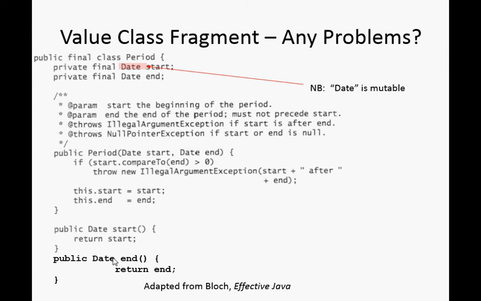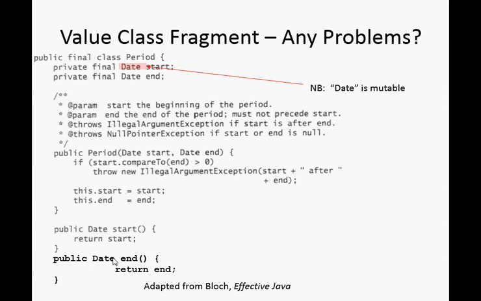Could readily happen. Totally easy, right? You could do p.start, p.start, and then you could do set year or whatever to be 2100. Suddenly the period has not only been changed out from under it, it has no idea, but suddenly its invariant has been modified. It's been violated, right? Its start is after its end. Bad news with a capital B.